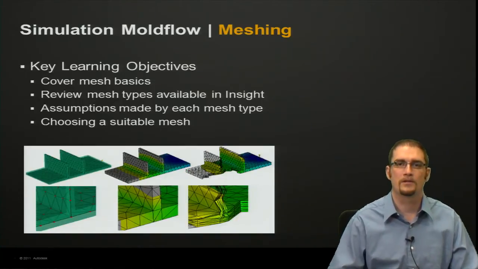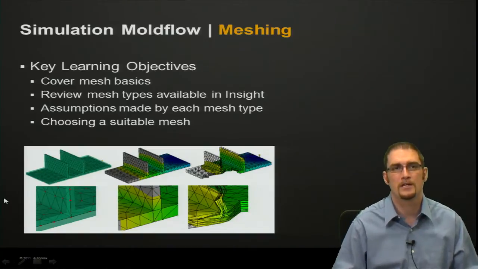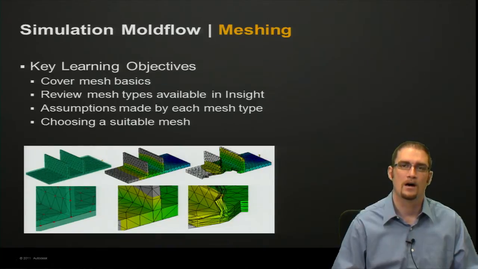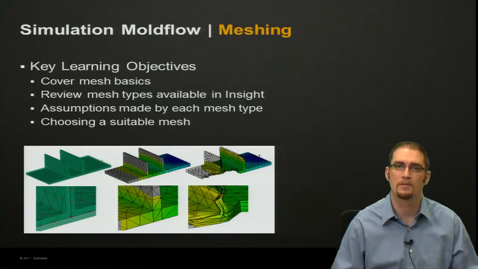So some key learning objectives during this presentation: one, we want to cover some mesh basics and get our terminology straight so we have a good understanding for the rest of the presentation. The next thing we'll look at is reviewing the mesh types available in Insight and some of them in Advisor as well, the assumptions made by each mesh type during the analysis, and finally choosing a suitable mesh type for your model, particularly based on geometry.